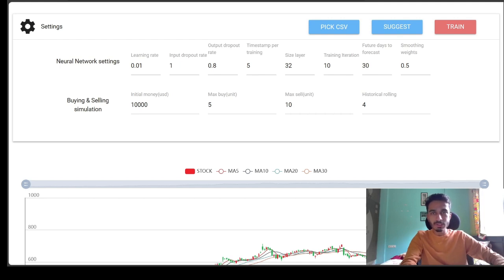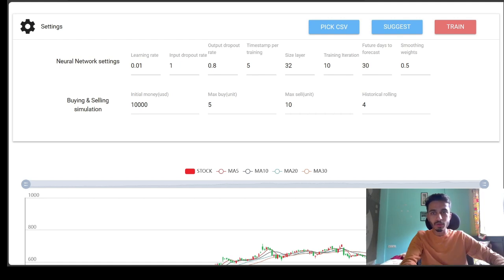The first term which we can see in this website is the learning rate, which is set to 0.01. It determines the size of the steps that the model takes towards minimizing the loss function, which measures how far away the model's predictions are from the actual values. During training, the model adjusts its internal parameters, which are weights and biases respectively.